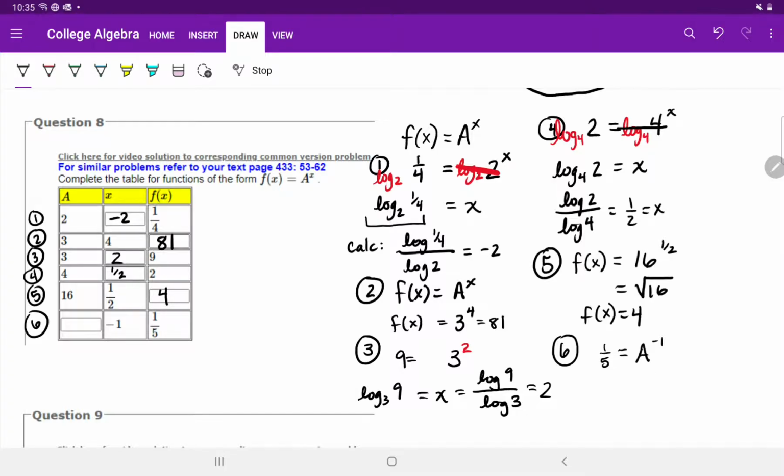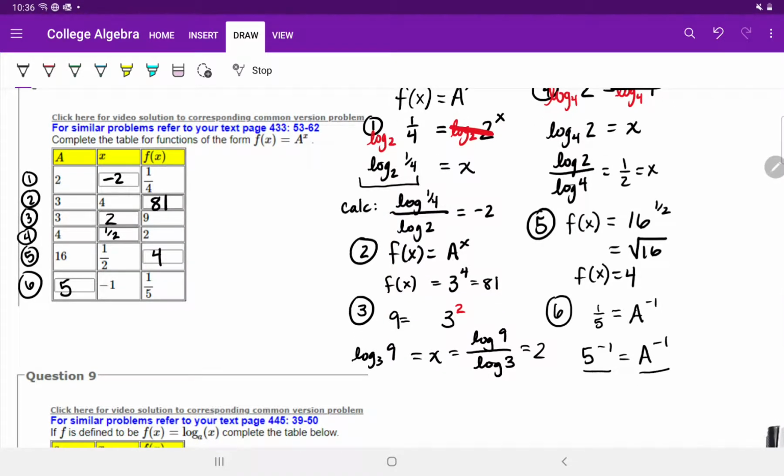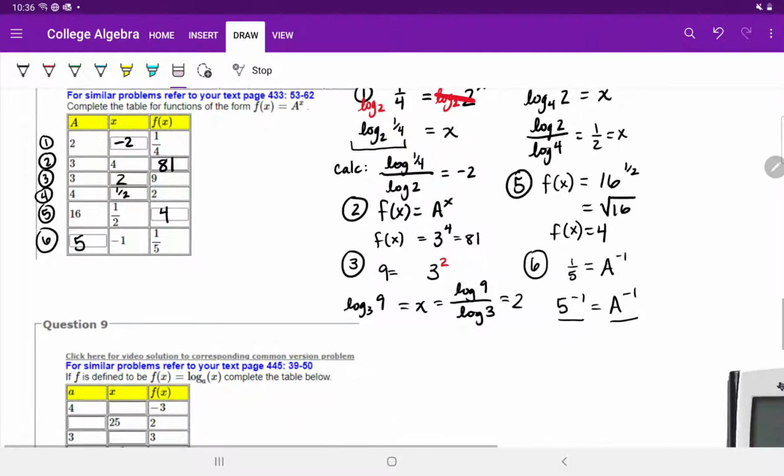Probably the easiest way to solve this algebraically would be to rewrite the 1/5. 1/5 is the same as 5 to the -1. And on the right, we have a to the -1. Well, if these two sides are equal to each other, then necessarily 5 has to be equal to a. So a is 5 in this situation. Just a few examples of how you might solve when you have different pieces of your functions missing.